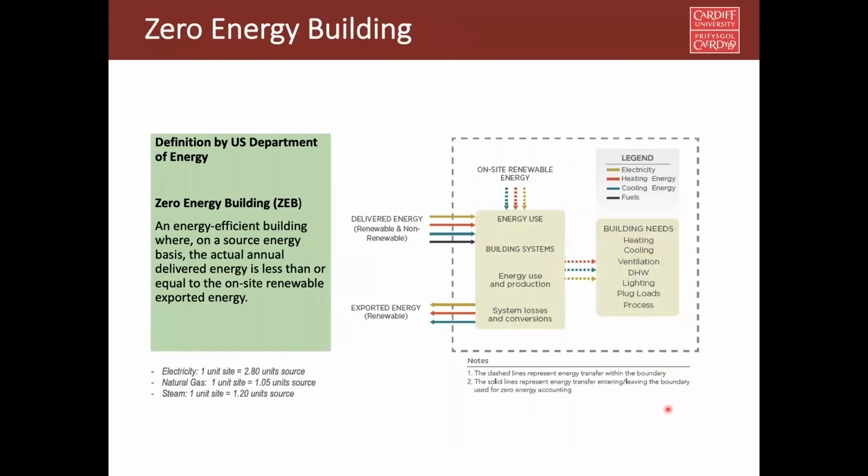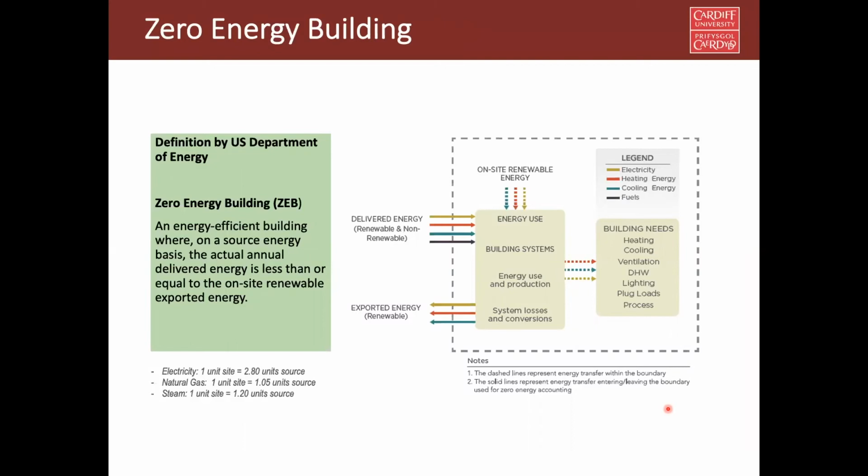Now before I go to my example building, I'll just define what a net zero building is. So the definition is very simple. The energy supplied to run the building and the energy produced by the renewables, either it will be the same, equal, or the energy produced by the renewables should be more than the energy required by the building.